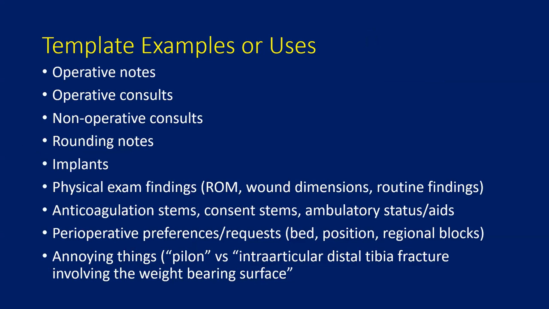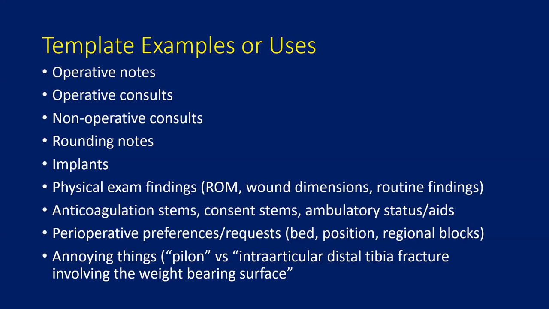What are some examples or uses? These are what I use templates for, but there are lots of other options. I use operative notes, operative consults, non-operative consults, different rounding notes. I have a whole list of common implants that I use. You can use this for physical exam findings. If you want to document elbow range of motion, you can just type in the numbers as opposed to having to type in all the different types of range of motion every time, or what are wound dimensions, or what are routine findings that you do every time.